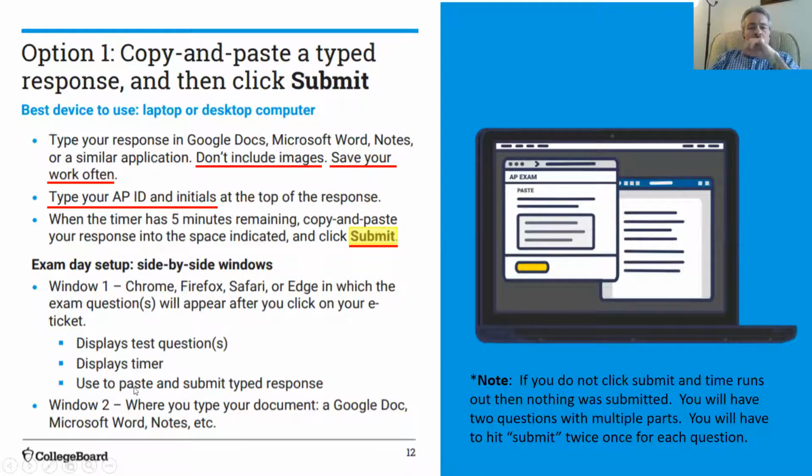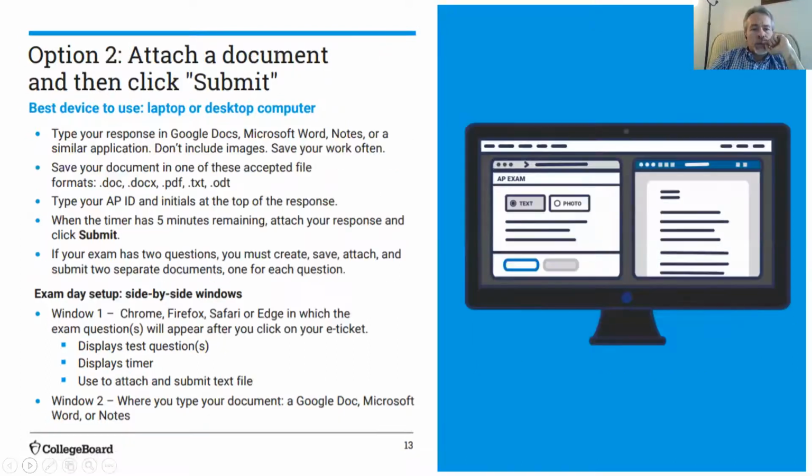This bottom part is just talking about how you're going to have your windows in a kind of split screen. On one side, you're going to have the web browser, and only the ones it says there. On the other side is going to be your Word document. So that was the first method that the College Board recommends, and I think I'm recommending too.